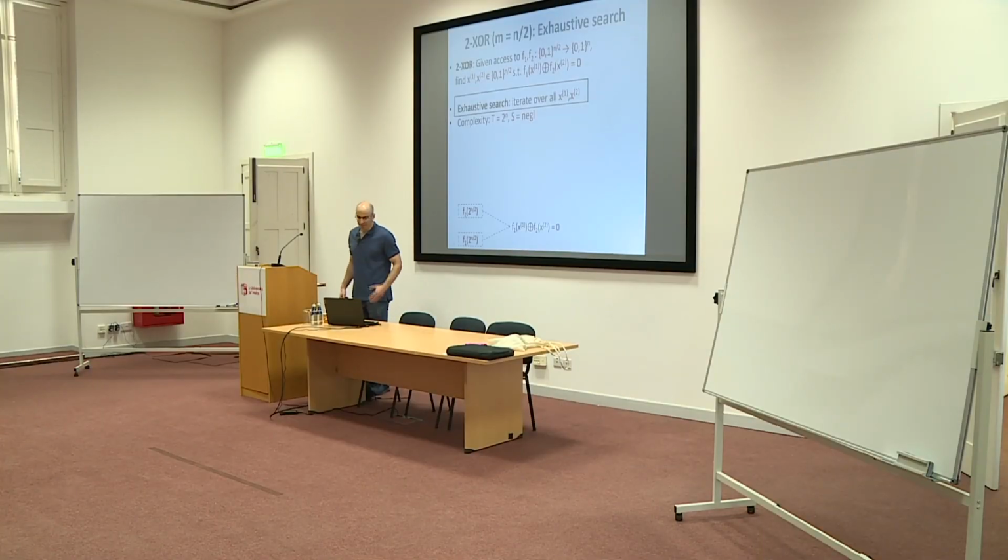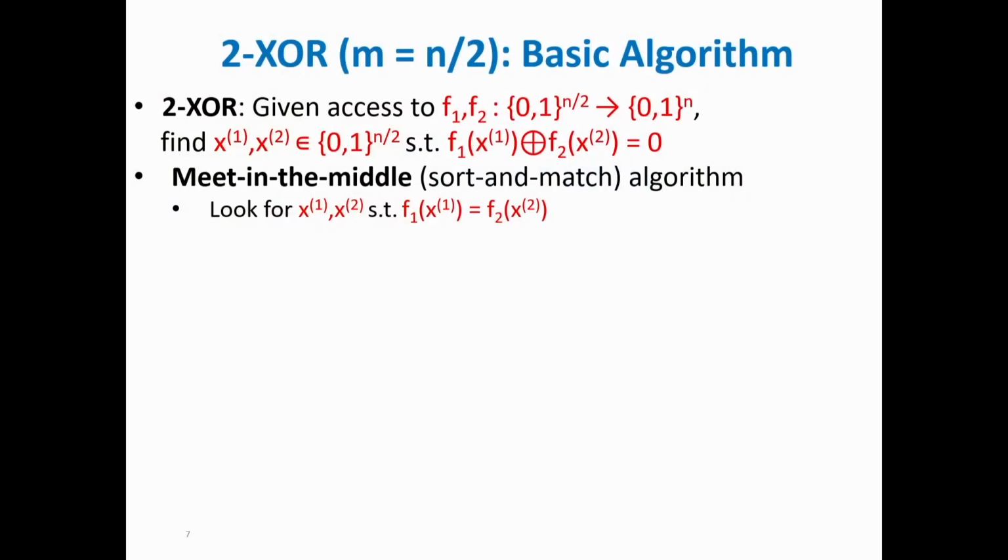Okay, so the first algorithm, maybe a bit non-trivial, that we'll see is how to do better, at least in terms of time complexity. And we're going to pay here by using more memory. That's what I'm going to call the basic algorithm for k-XOR. We'll see later that it generalizes to k-XOR for any k. It's called the meet in the middle or sort and match algorithm. The idea is to look for x1 and x2 such that f1 of x1 is equal to f2 applied to x2. Obviously, this is equivalent to finding a 2-XOR.